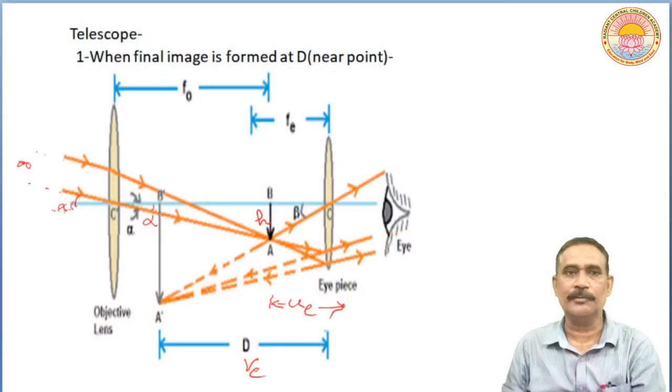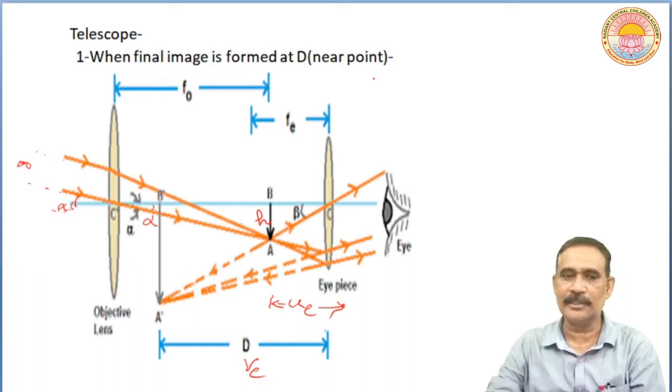In the previous video, I explained about the compound microscope, but today I will explain about a telescope. So, what is a telescope? It is a device which is used to see far distant objects, and it consists of two parts. First part, when the final image is formed at D, that is the near point, and second part, when the final image is formed at infinity. Today we will discuss the first part, when the final image is formed at D, that is the near point. D means least distance of distinct vision.